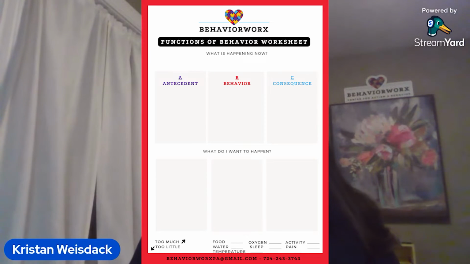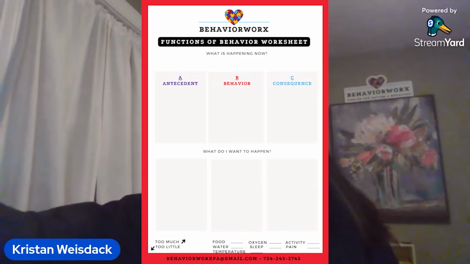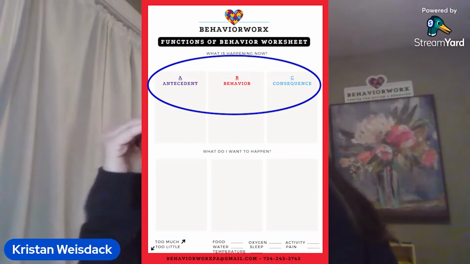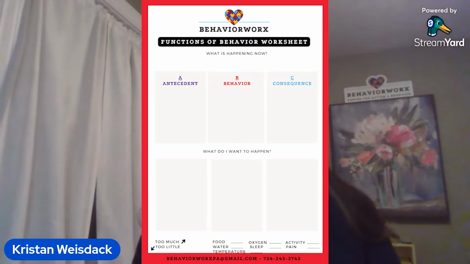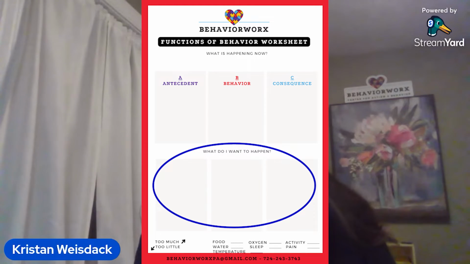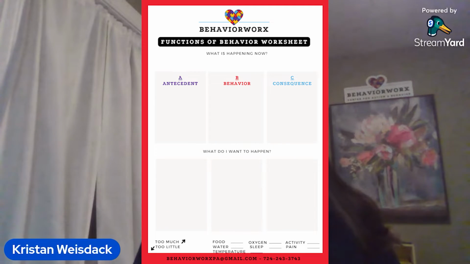So when you bring out the ABC chart, you're going to see two different parts, right? You have the top part that says what's happening now, but then what do I want to have happen? Because you are able to change the antecedent, the behavior, and the consequence itself. So when we look at biting, it's easy to put that in the column, right? Behavior biting. We know exactly what that looks like. But let's talk about what happened before that biting occurred.